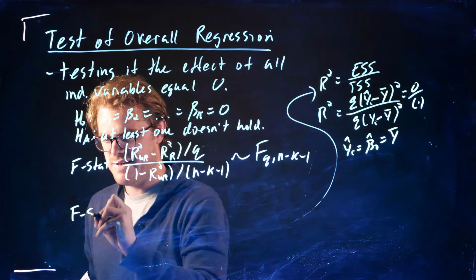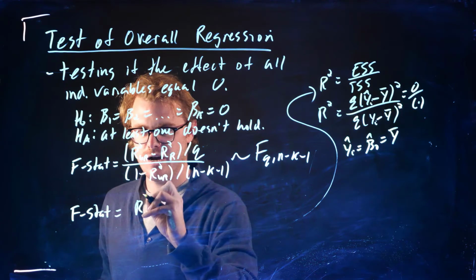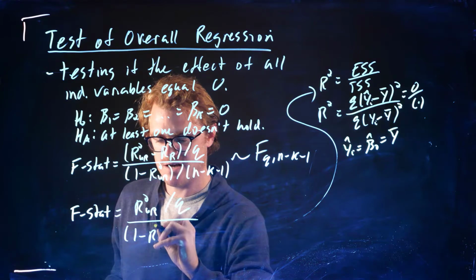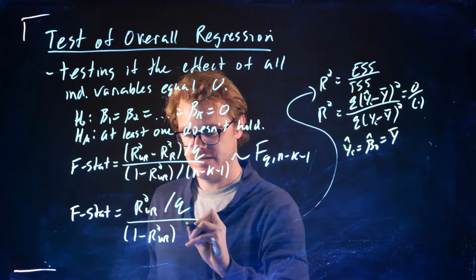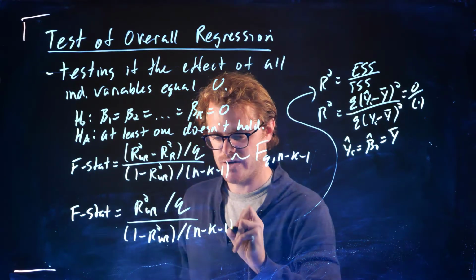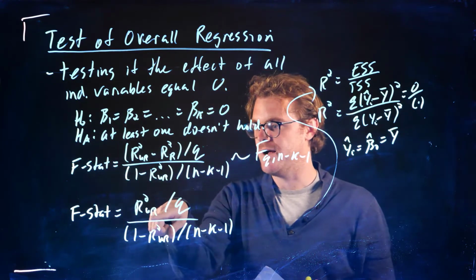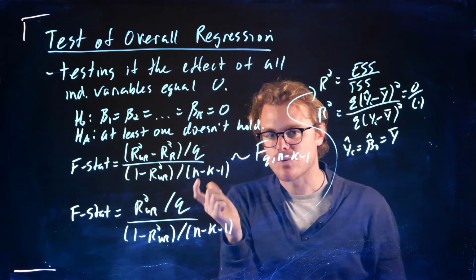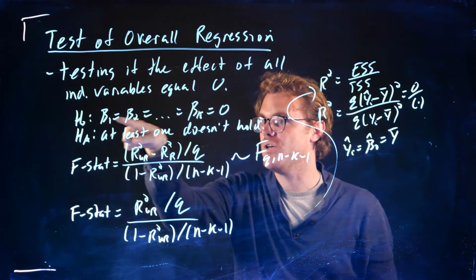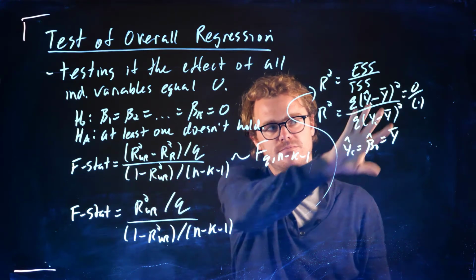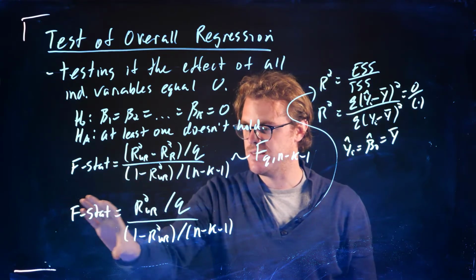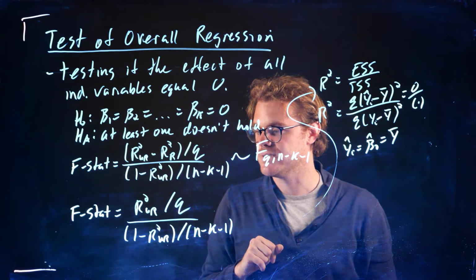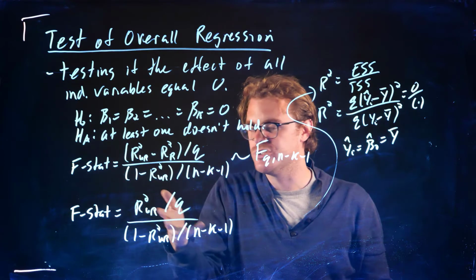So now this F stat is just going to be R squared unrestricted divided by Q, over 1 minus R squared unrestricted divided by N minus K minus 1. So we don't even need to run our restricted regression, because we know that the R squared of our restricted regression, if we're testing all the slopes equal 0, is going to be 0 because of this. So this is going to be the F stat formula for the test of overall significance.